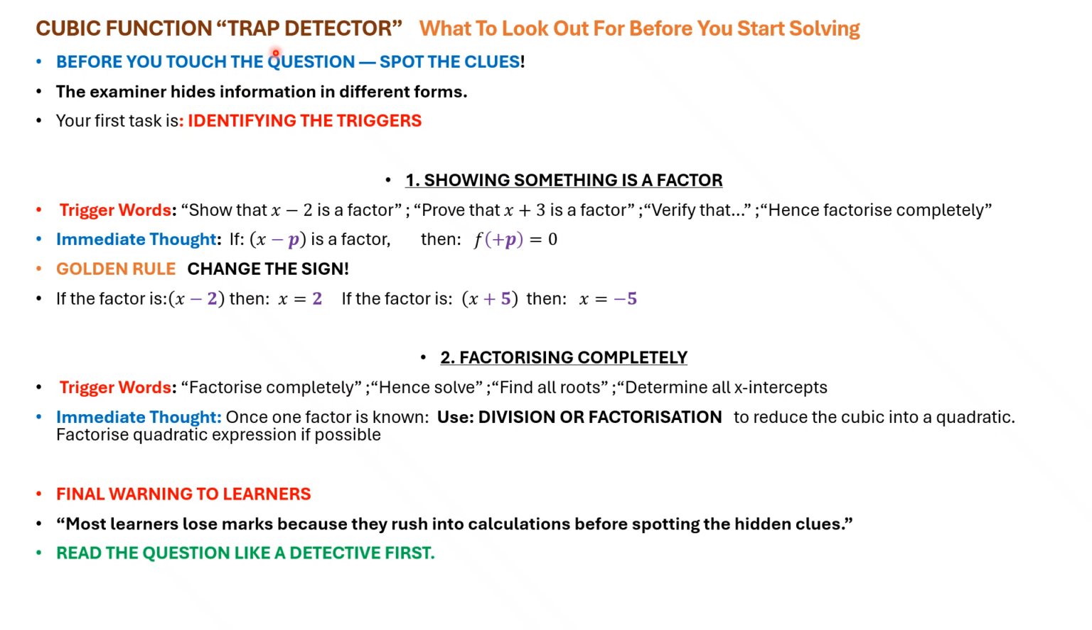Again, cubic function trap detector. We must be sure we know what to look out for before we start solving. So in this problem, the trigger word is actually "factorize completely", right? So straight away we want you to find all the intercepts or all the roots. And once the factor is known, we're going to find the quadratic and factorize the quadratic if possible, right? Make sure you spot the hidden clues.